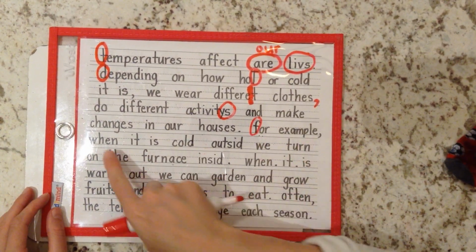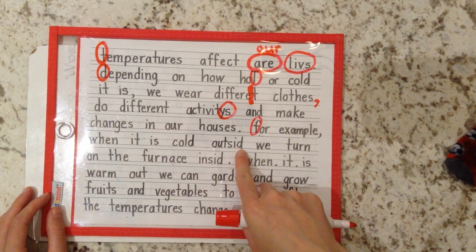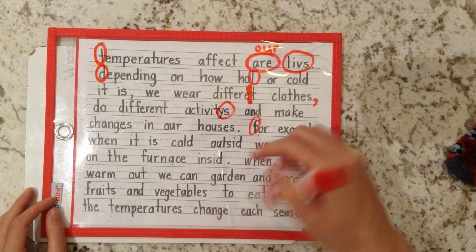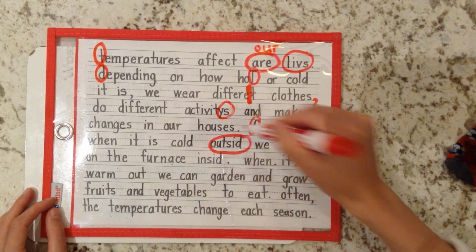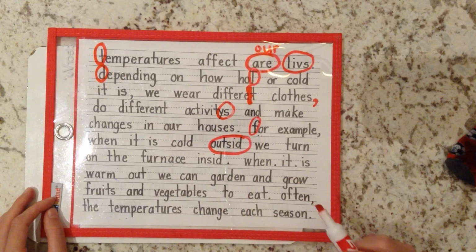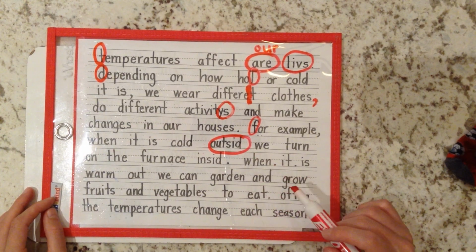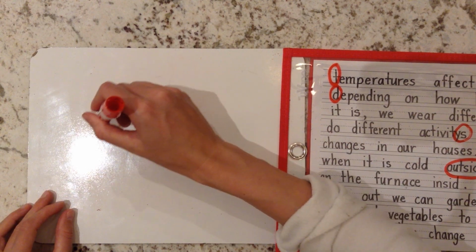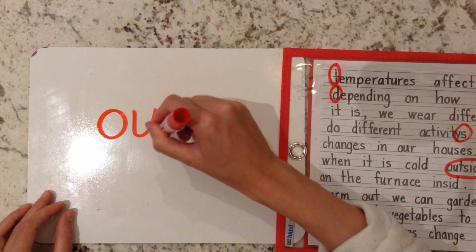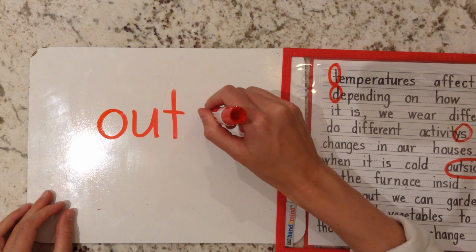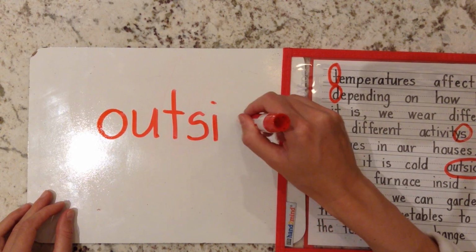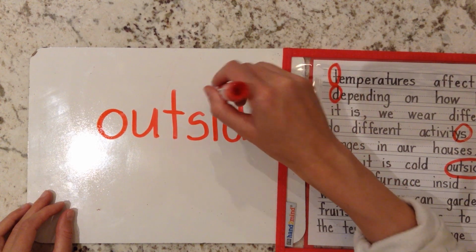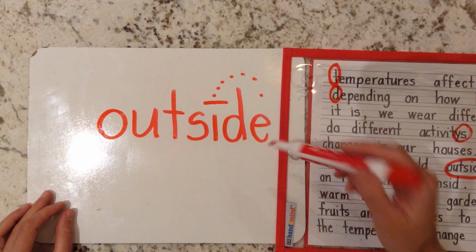For example, when it is cold outside, there's a problem with outside. Right now it says "outsid." Let's circle the word. Well, if I want that I to say its name, there's something I need to put on the end of the word. Hopefully you remember it's a magic E. Let's start by writing out. Now write side. Put the magic E on the end. Show the magic jumping over backwards one letter. Now the I says its name.